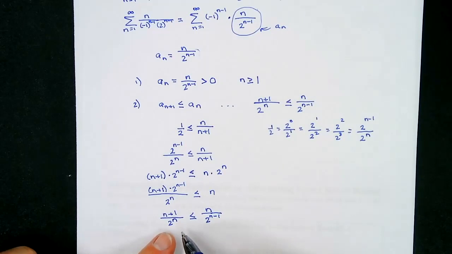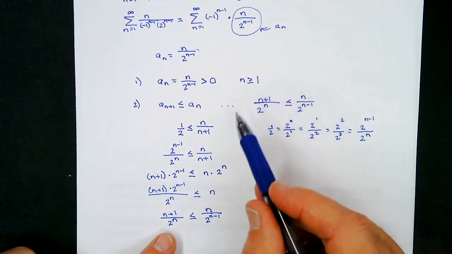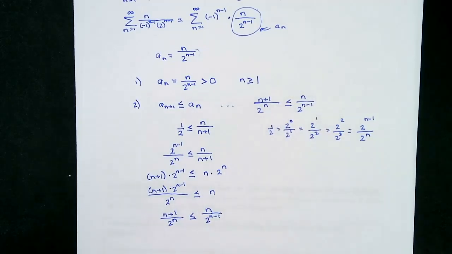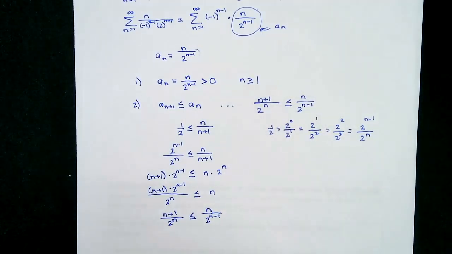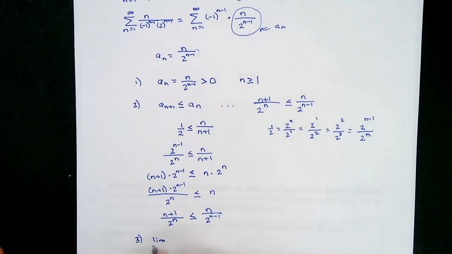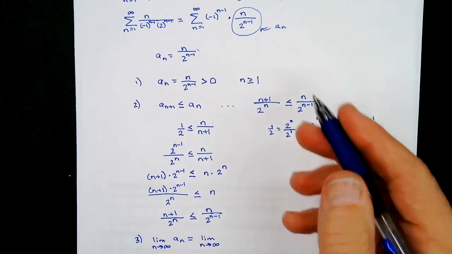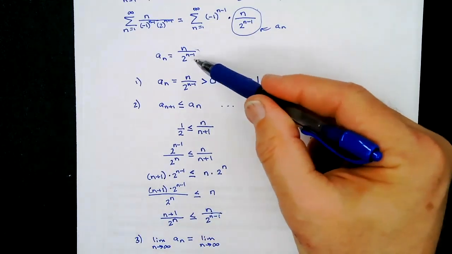Okay, so what we've done by doing this is we've established that this is true. So this is definitely true. And then what's the other thing we need to do? Well, we need to show that the limit as n approaches infinity of a sub n is equal to 0. So the third thing is the limit as n approaches infinity of a sub n is equal to the limit as n approaches infinity, and in this case, it'd be n over 2 to the n minus 1.